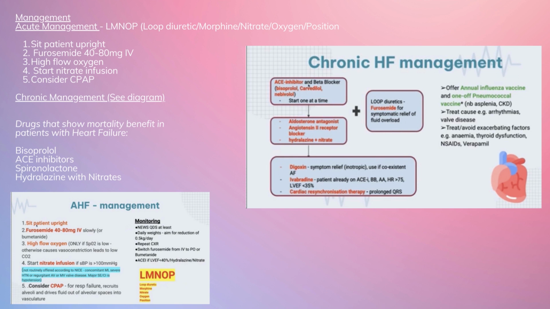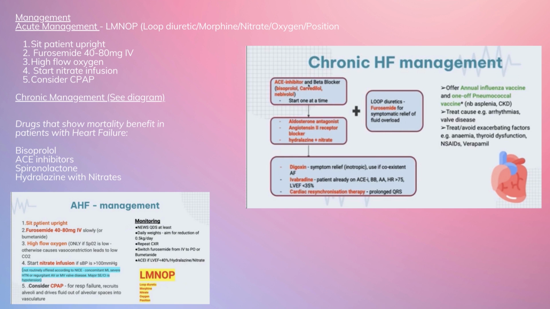And in terms of chronic heart failure, we always want to offer the patient an annual influenza vaccine and a one-off pneumococcal vaccine, unless they've got things like CKD. We also want to treat any underlying conditions such as arrhythmias and valve disease, and try to avoid anything that can exacerbate or worsen the heart failure, such as anything that would increase metabolic demand on the heart, such as anemia, thyroid dysfunctions, NSAIDs, verapamil, things like that.